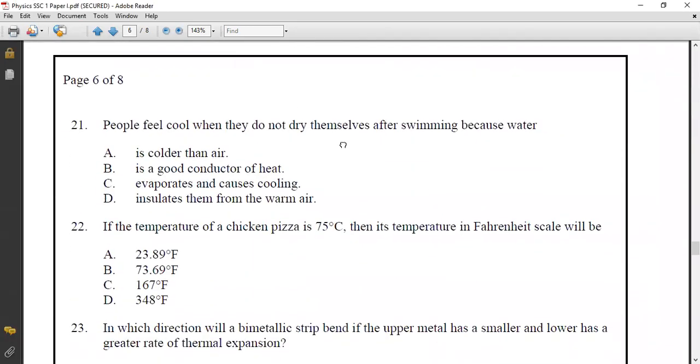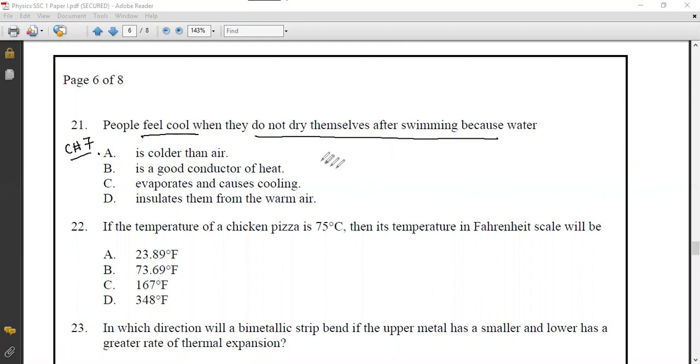Let's move to question number 21. And this question is from our chapter number 7, Physical Properties of Matter. People feel cool when they do not dry themselves after swimming. So, we have to tell the reason why this process occurs, or why they feel cool.